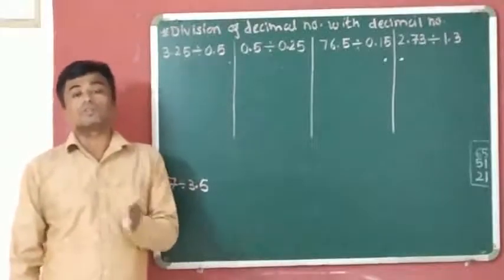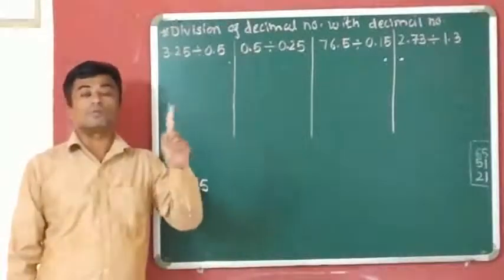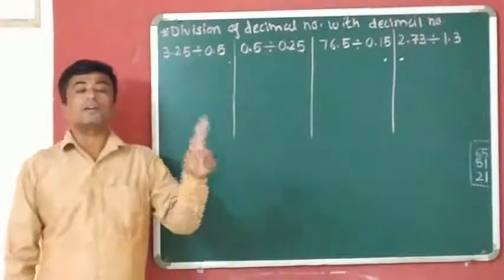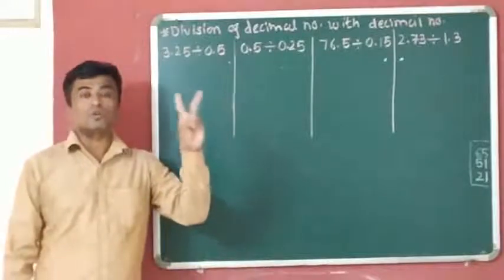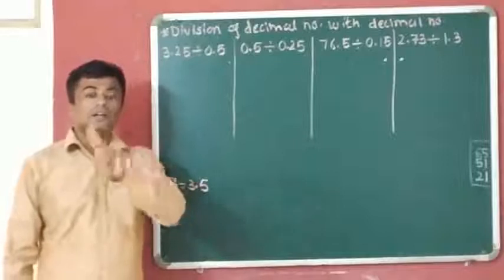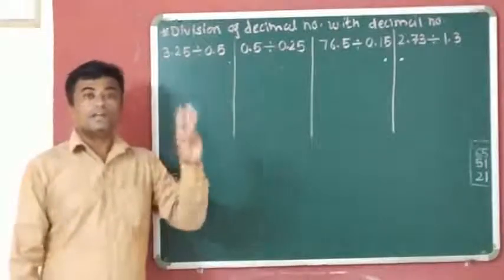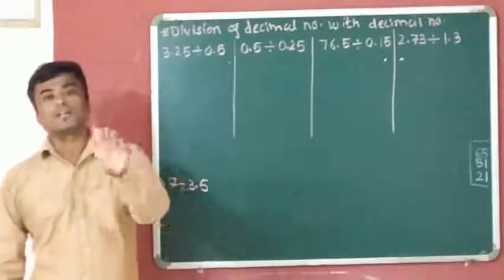To convert a decimal number into a fraction, if there is one digit after the decimal point, then we remove the decimal point in the numerator and downside we can write 10. If there are 2 digits after the decimal point, then we remove the decimal point in the numerator and in the denominator we can write 100. If there are 3 digits after the decimal point, then downside we can write 1000.